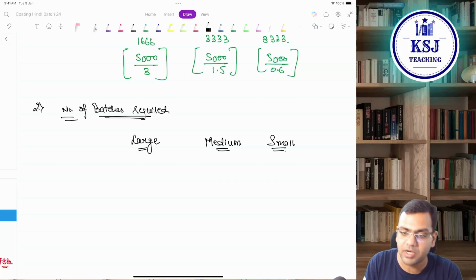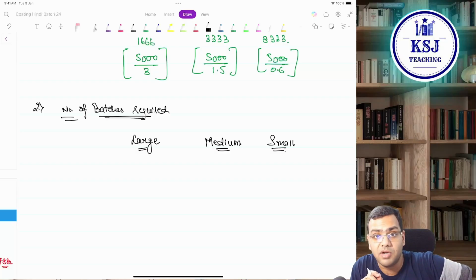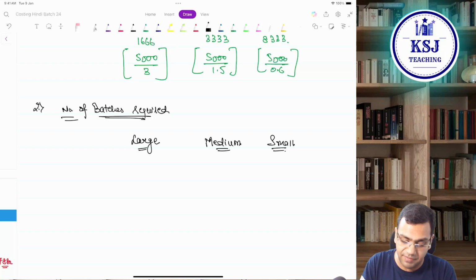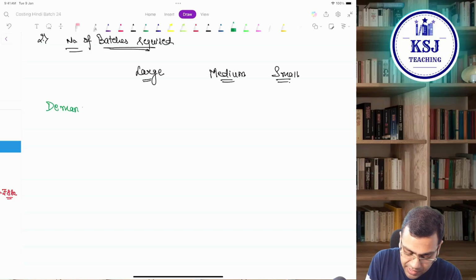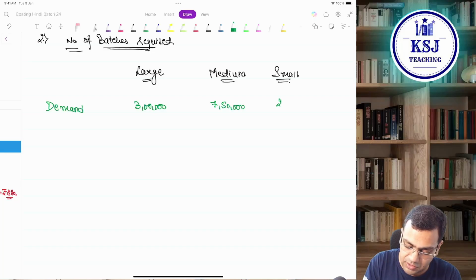The number of batches will depend upon the number of bottles to be produced, and the number of bottles to be produced depends upon the demand of the product. Demand is given to you in the question for all three segments. For the large segment it is 3 lakh units, for medium it is 7,50,000 units, and for small it is 20 lakh units.